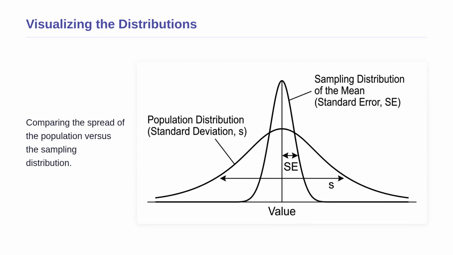Inside it, you see a much narrower, taller bell curve. This is the sampling distribution of the mean. Its spread is measured by the standard error, SE. Notice how the arrows clearly show that the spread of the sampling distribution is much smaller than the spread of the population distribution. This diagram beautifully illustrates that while individuals might vary wildly, the average of a sample is much more stable and predictable, clustering tightly around the true population value.